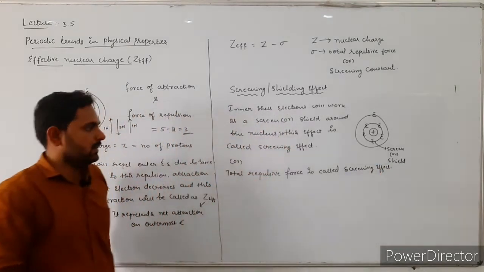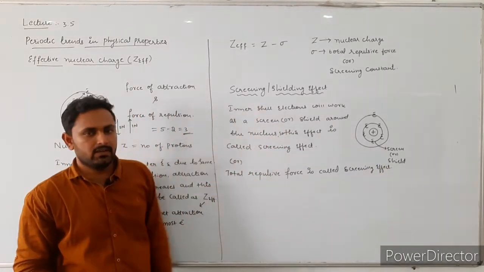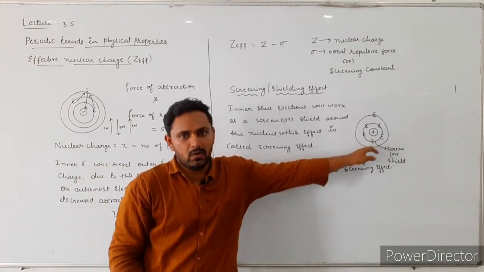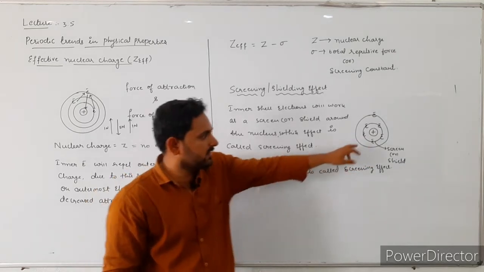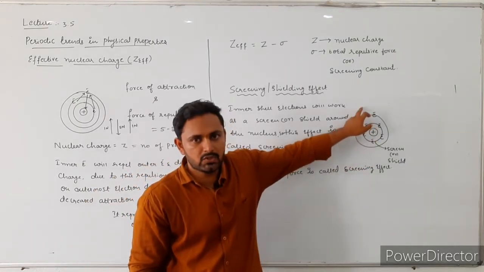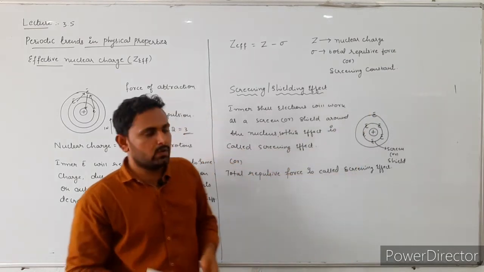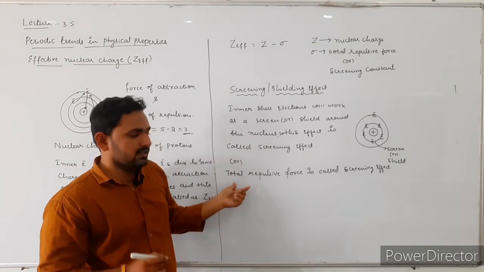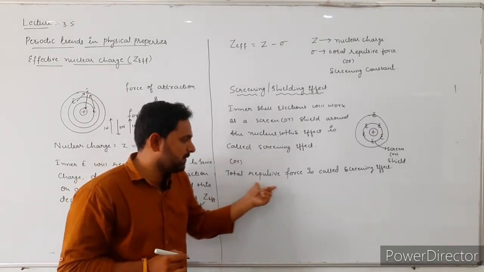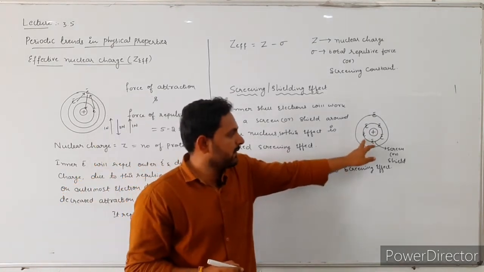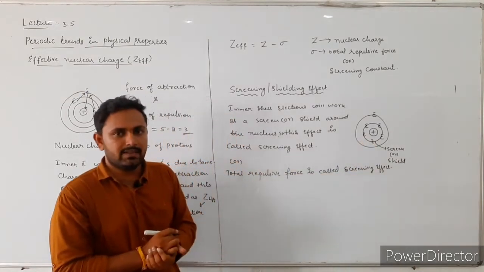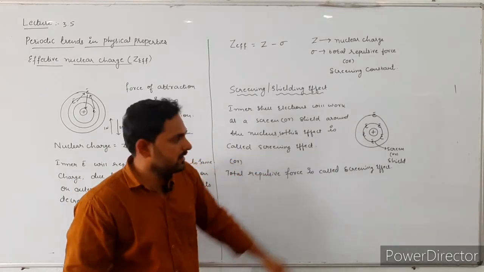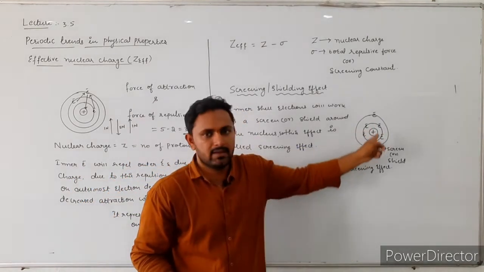Okay, what is screening or shielding effect? The inner shell electrons act as a screen around the nucleus. That means they protect the nucleus from outermost electrons. This effect is called the screening effect. In other words, the total repulsive force from inner shell electrons is called a screening effect. If the number of inner shell electrons increases, then screening around the nucleus increases.